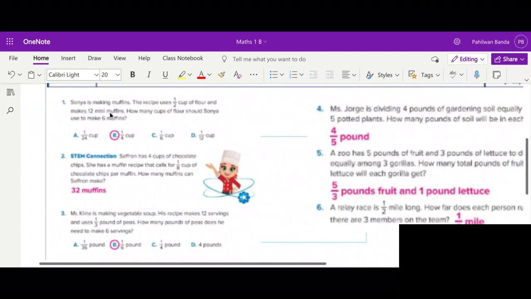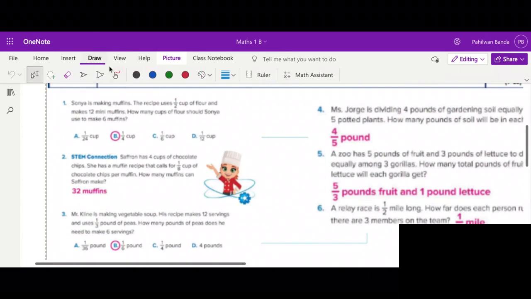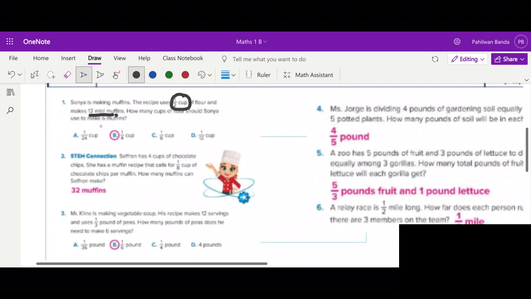Sonia is making muffins. The recipe uses half cup of flour and makes 12 muffins. How many cups of flour should Sonia use to make 6 muffins? So, what is the important point here? Let me choose the pen. Okay. Now, the important point here is the recipe uses half cup of flour to make 12 muffins. So, how many cups of flour does Sonia use for 6 muffins?